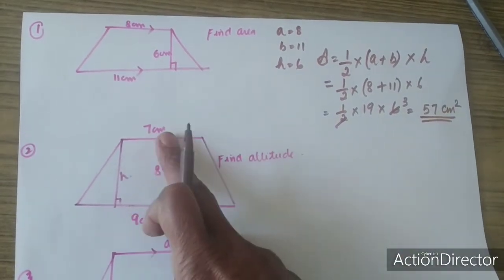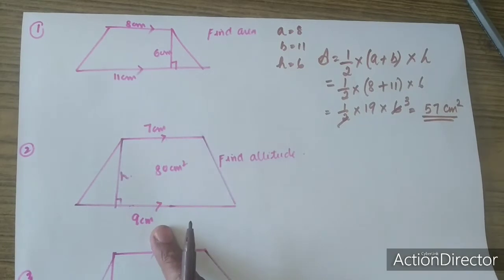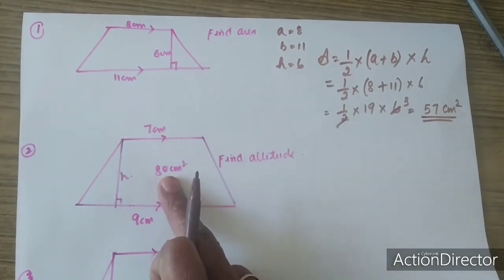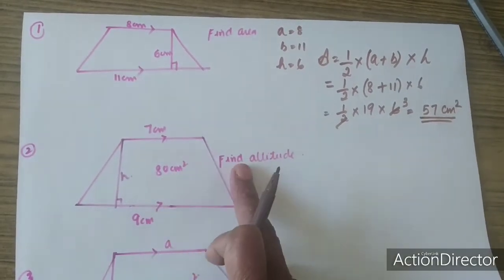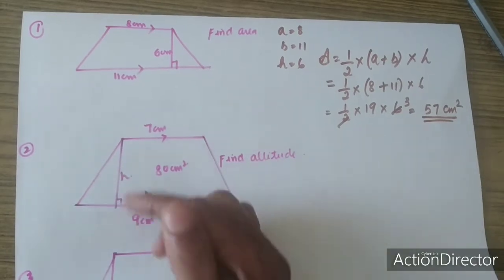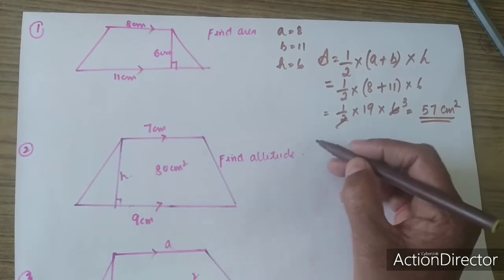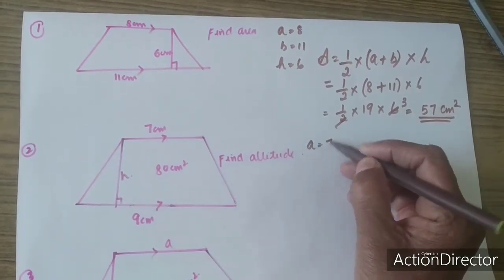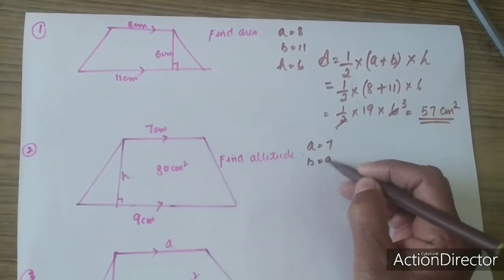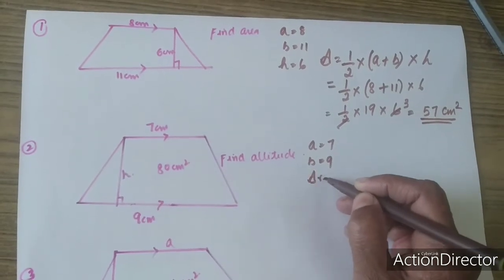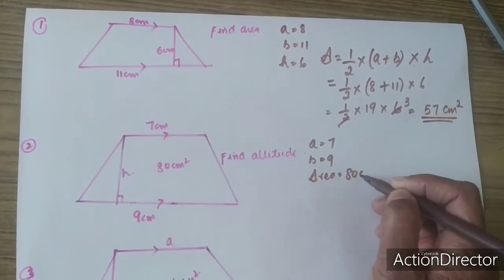In this question, the parallel sides are given as 7 centimeter and 9 centimeter. Area is given as 80 centimeters square and you are asked to find the altitude. Altitude means 90 degree, that is height of the trapezium. So again, write what is given. A is equal to 7, B is equal to 9, area is equal to 80 centimeters square.